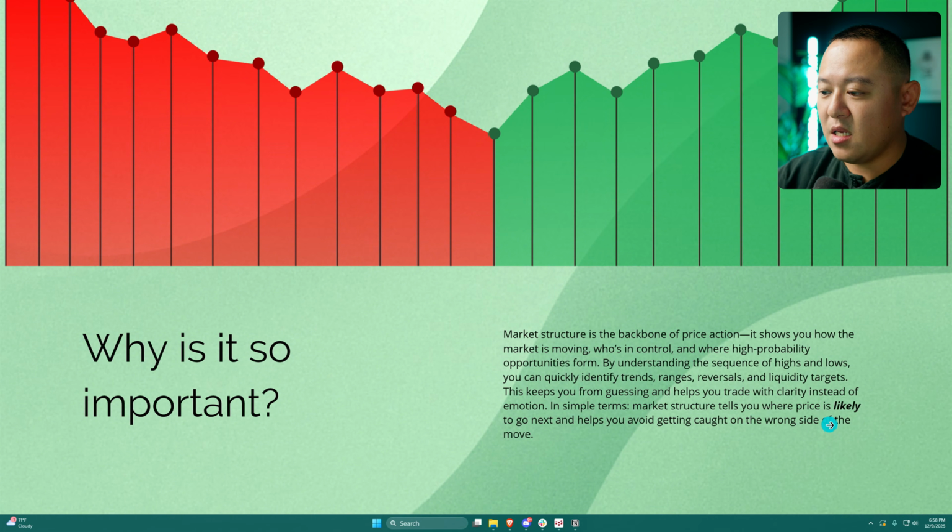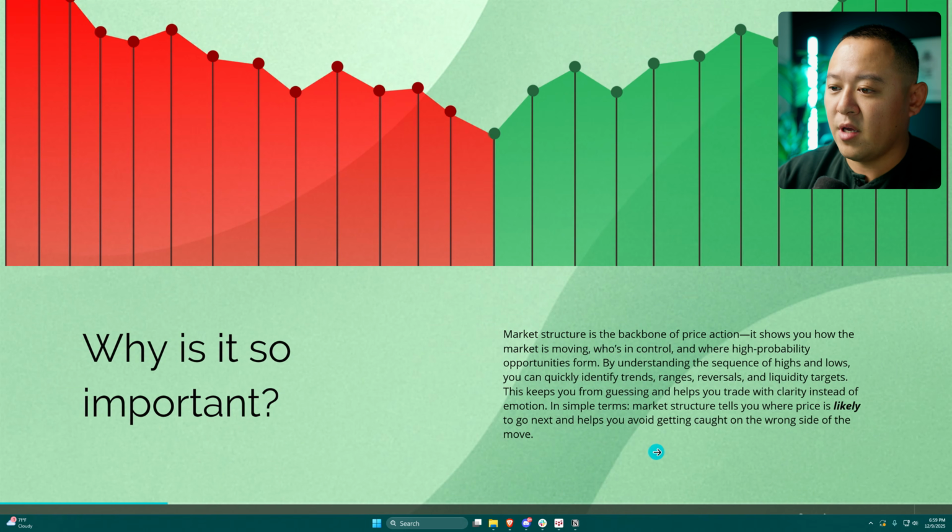Now, I emphasize likely because we're just trying to make a prediction. At the end of the day, nobody really understands where the market is going to go next, and we're just trying to make an educated guess on where it might go. So if the market is consistently making higher lows and higher highs, we can anticipate that the market is going to continue in a bullish trend until that market structure is broken. And vice versa, if the market is making lower lows and lower highs, we can anticipate that the market is going to stay in a bearish trend until one of those swing highs is broken.